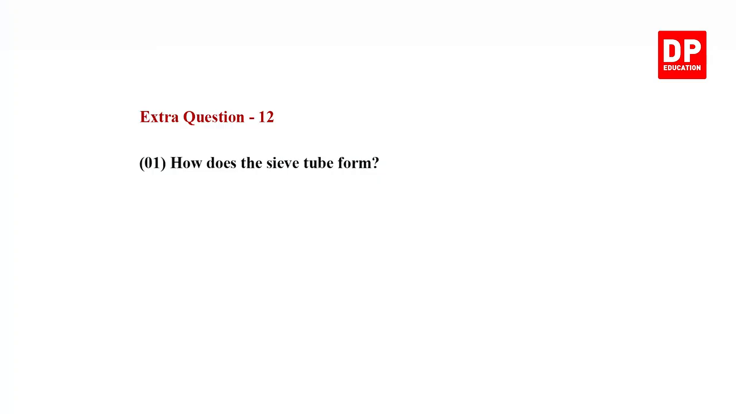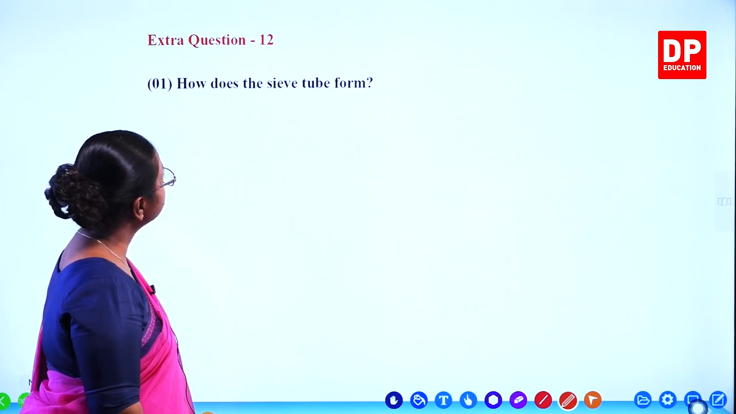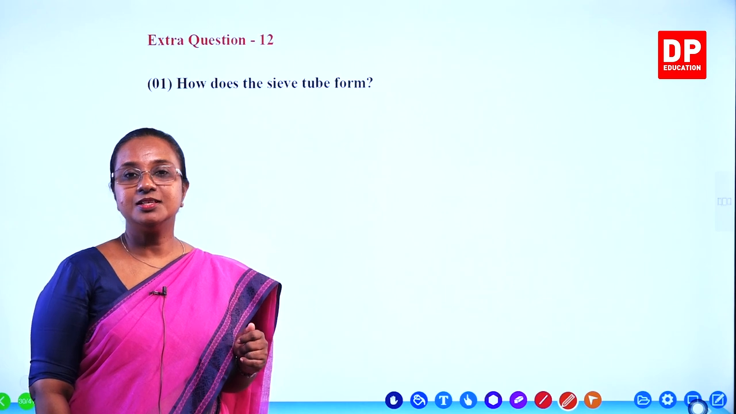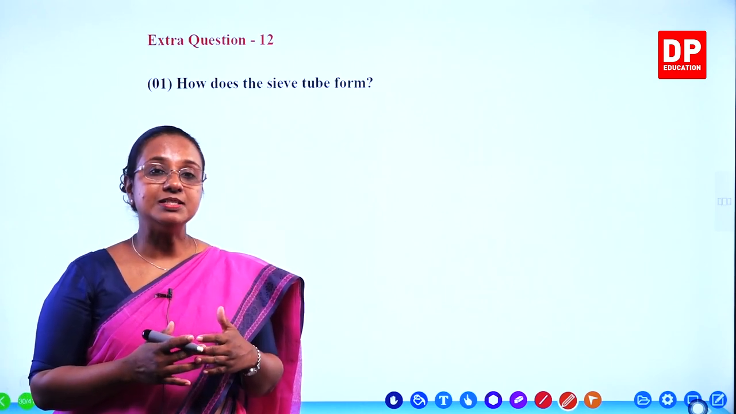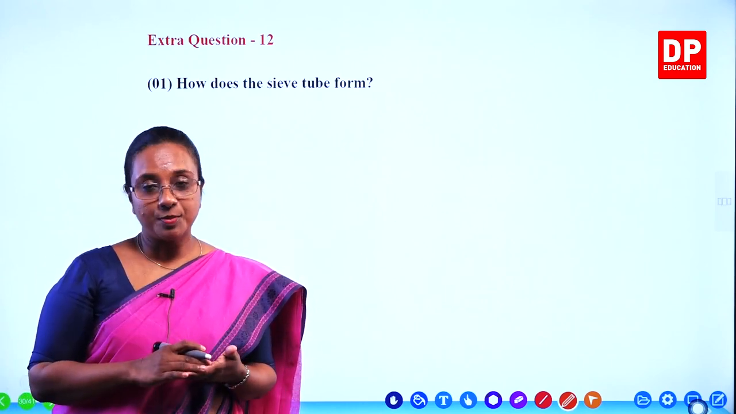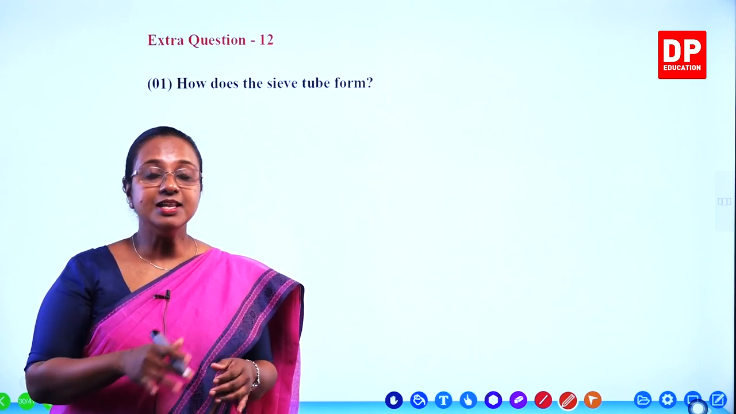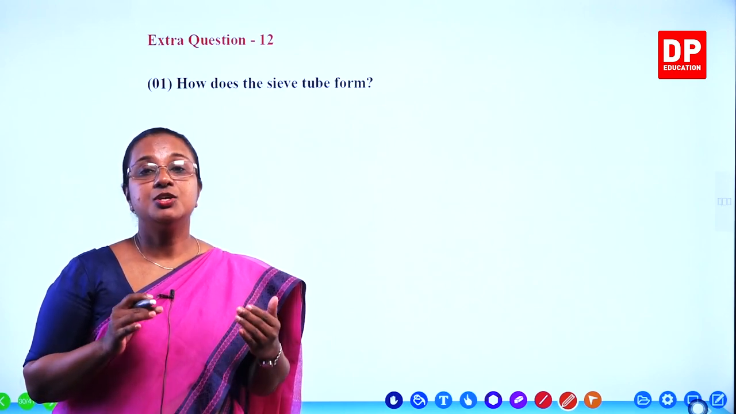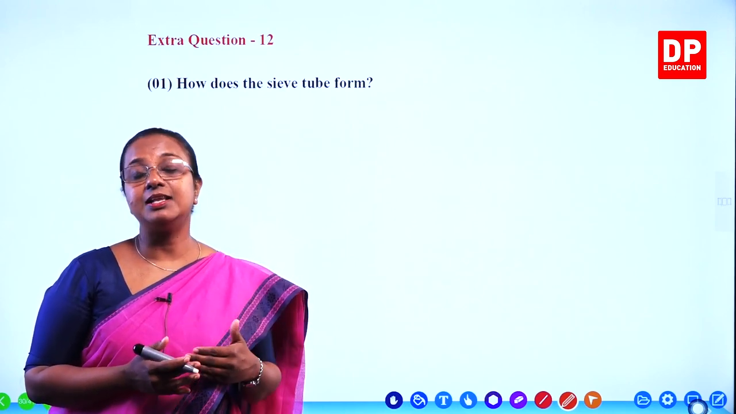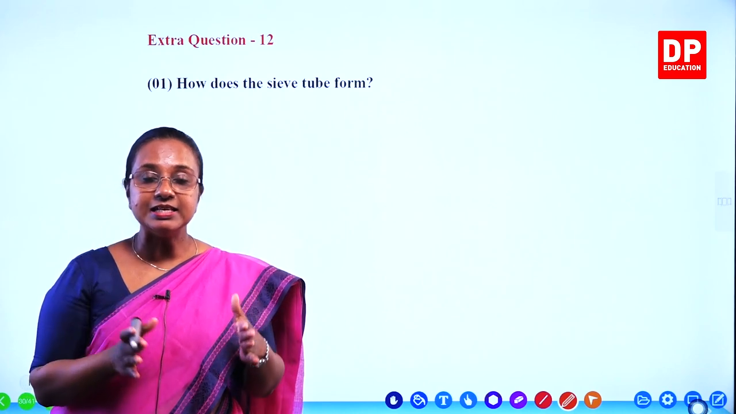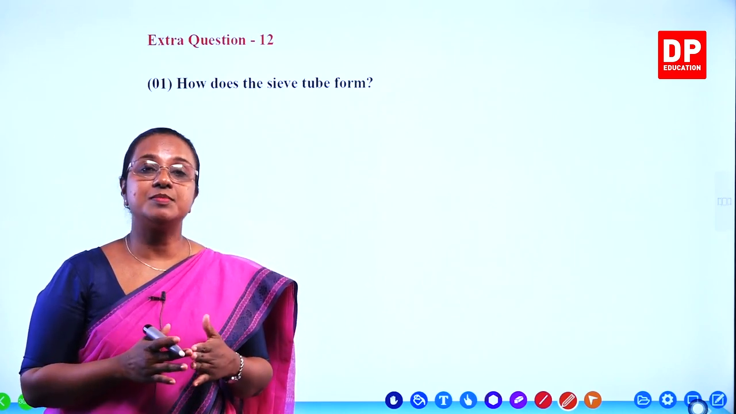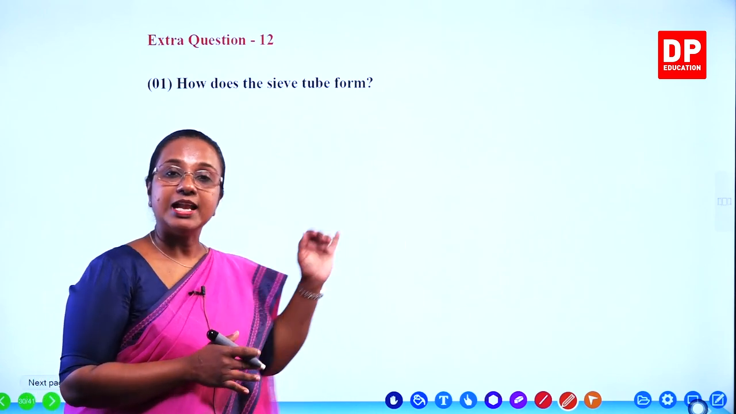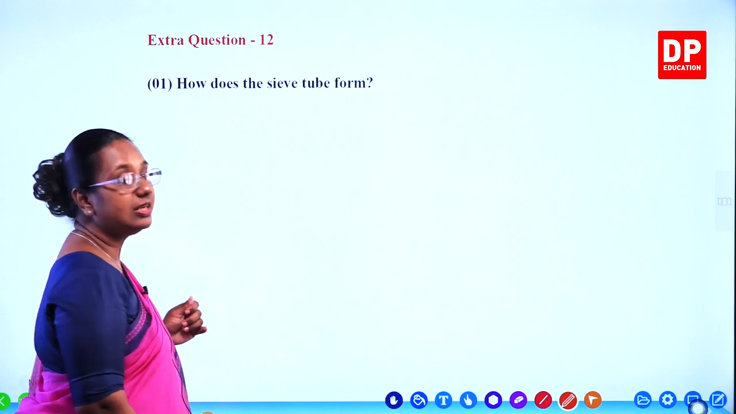Extra question 12. How does the sieve tube form? You all know these, students. The sieve tube elements stack one on top of the other, and then the cross walls dissolve incompletely so that the sieve plate is formed, and then the sieve tube becomes a continuous tube-like structure. So that is what you have to write here.